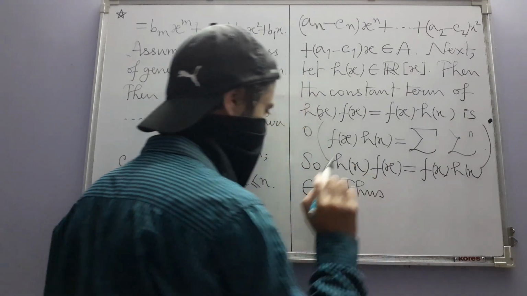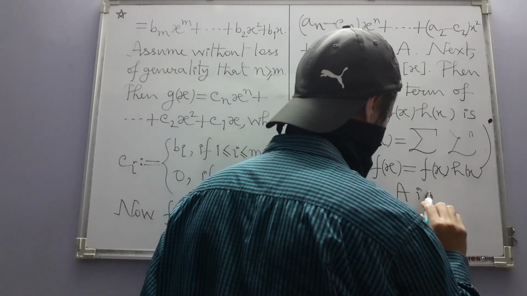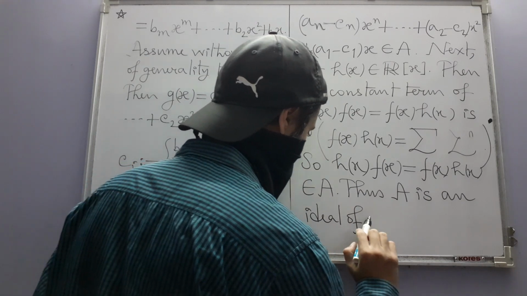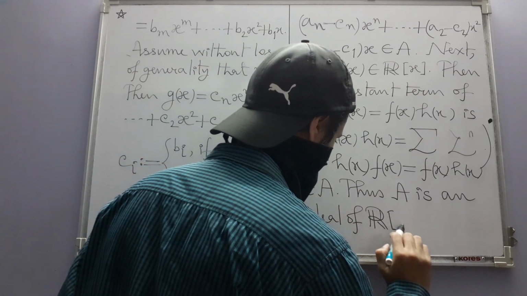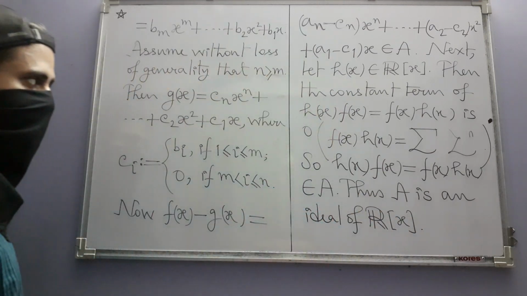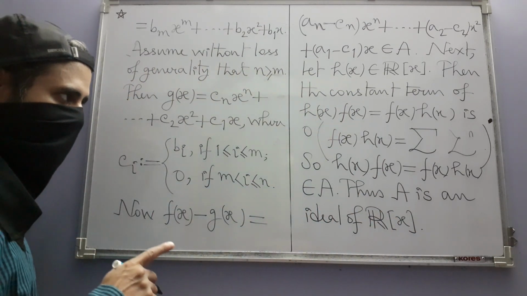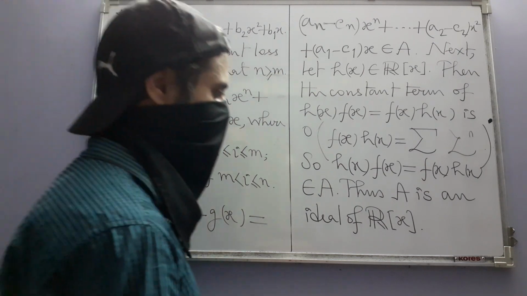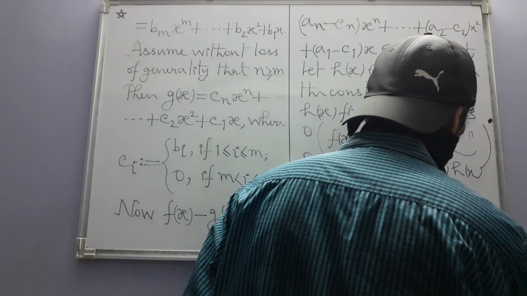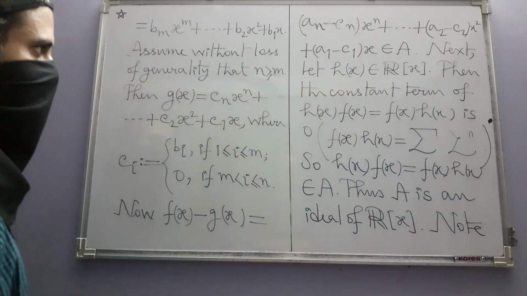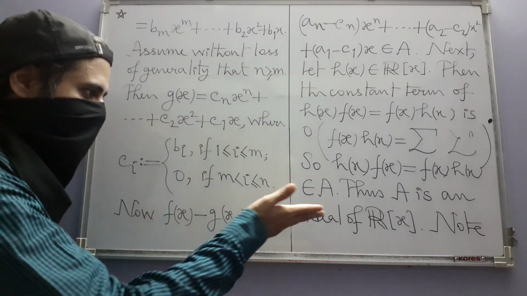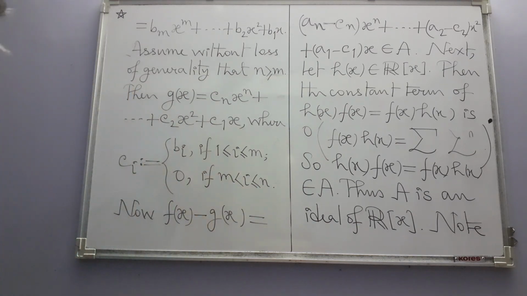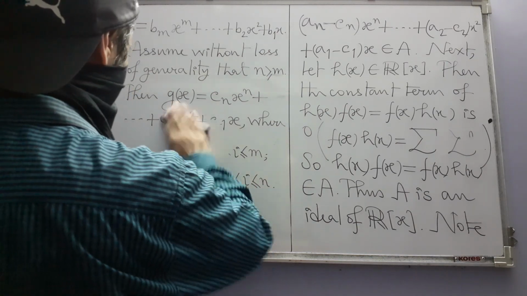Thus, A is an ideal of our ring. And now we have to show that the ideal A is actually the principal ideal generated by the polynomial x, the monomial x. And that is rather easy because we have already chosen arbitrary elements f and g in our ideal A. Now we can say that A is an ideal, and you just concentrate on the element f.